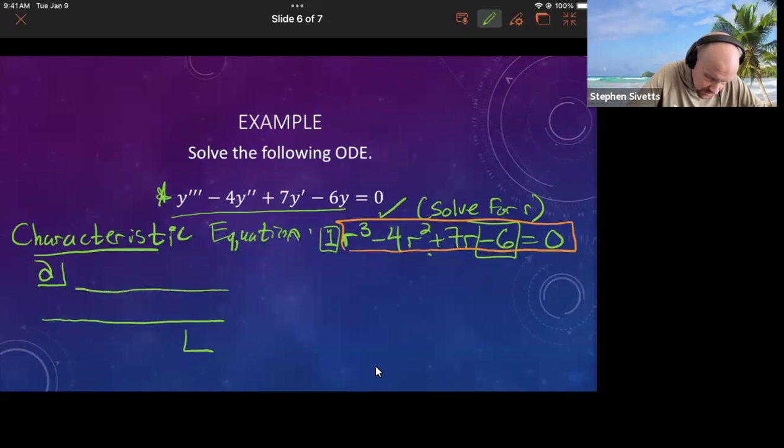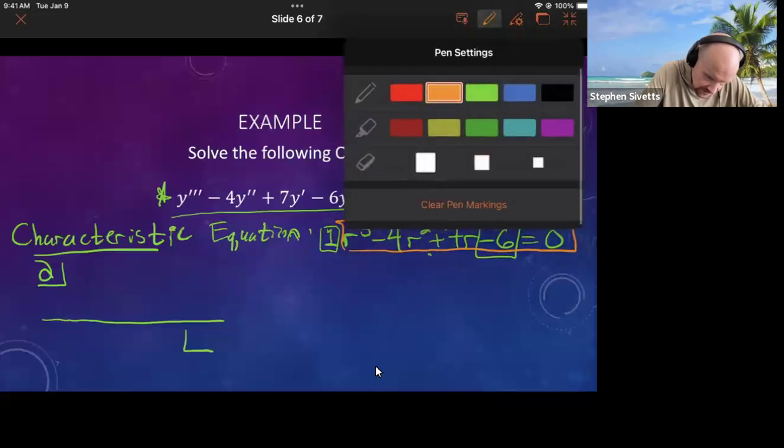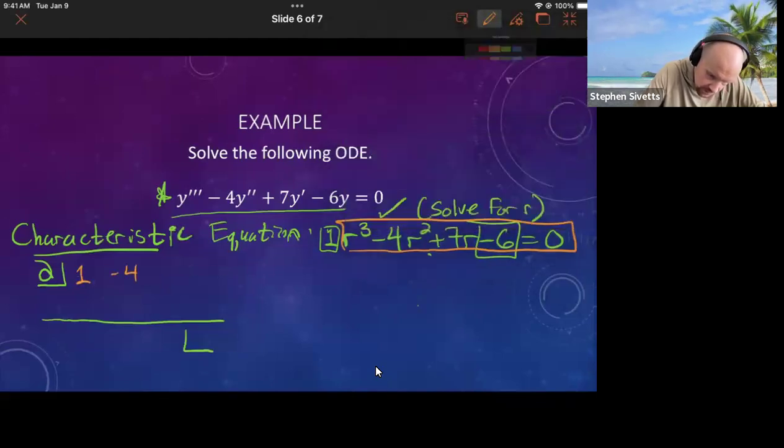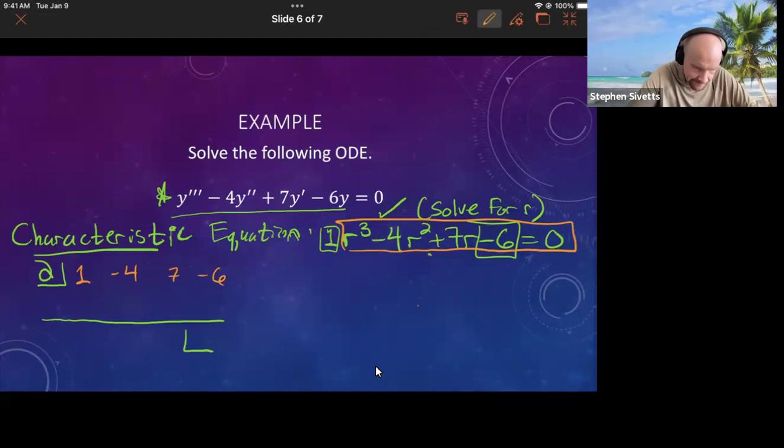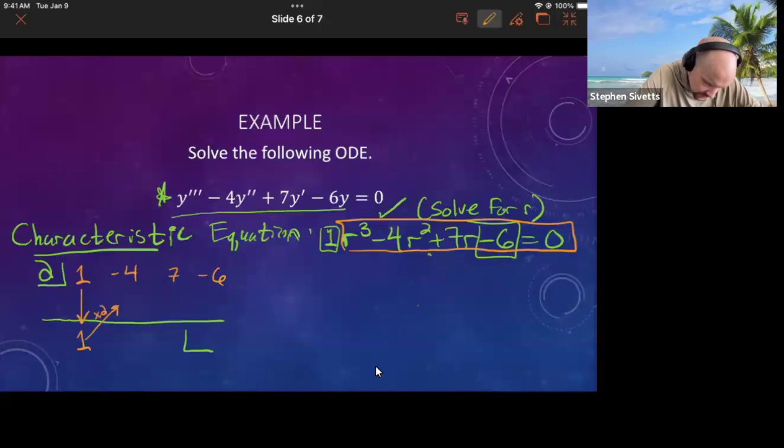On the first row here, you're going to fill out the coefficients of the polynomial in r. In this case, it would be 1, minus 4, and then 7, and then minus 6. Okay. So here's what you do. First, we bring down the first number, 1. To get this number, we multiply by 2, which is a 2.